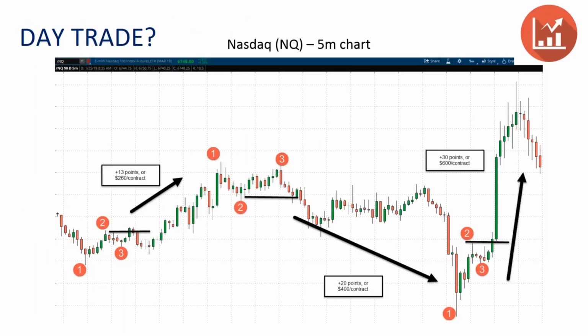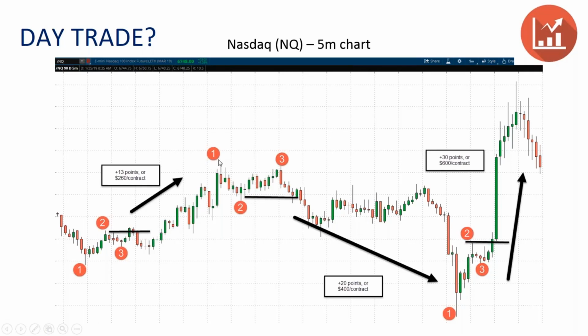Now, what about intraday trades? Of course, they work on intraday trades. It's a 5-minute chart of the NASDAQ. Here we have a 1, 2, 3. Market breaks above and hooks back above, gives us our 13 points.